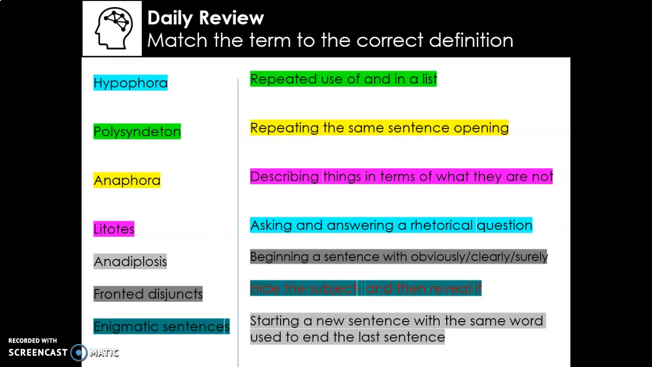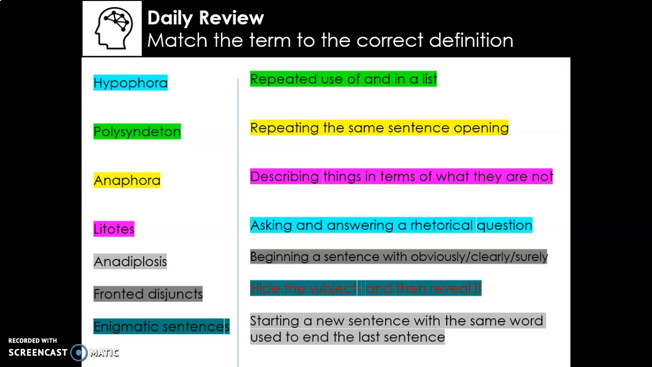And diplosis, okay. Starting a new sentence with the same word used to end the last sentence. Again, this can be a really good technique. And it shows with this one, again, that planning, because to use this correctly, you really have to be thinking about your choice of words. Now, the way this sometimes works is you could accidentally write a sentence and think, oh, that's a good word that I've ended with. I'm going to use diplosis and begin my next sentence with the same word.